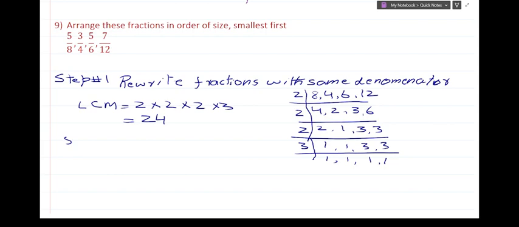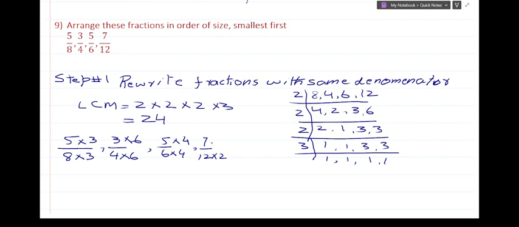Let me write it down. 5 by 8, so how can we convert 8 to 24? I'll have to multiply 8 by 3. I will have to multiply the numerator also by 3. Check the second: we'll have to multiply 4 by 6. The next fraction is 5 by 6. The next fraction is 7 by 12. I have to multiply 12 by 2 to make it 24, so the numerator should also be multiplied by 2.